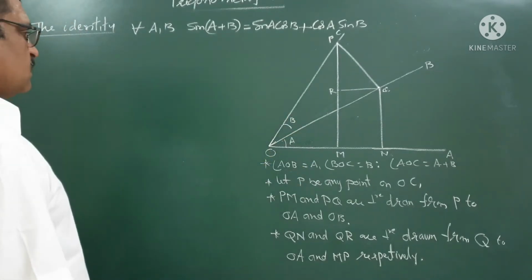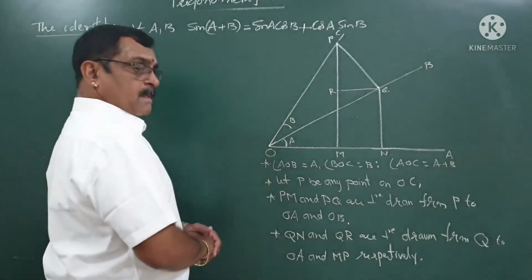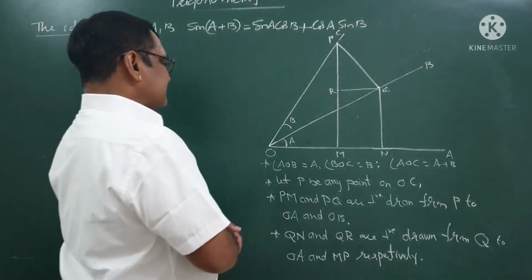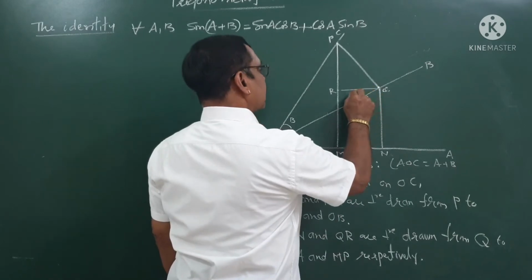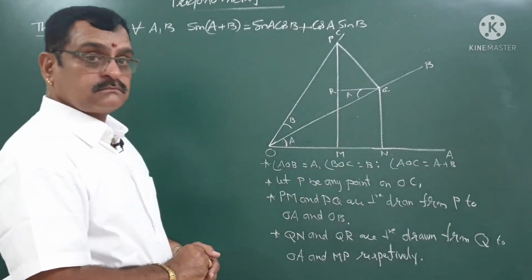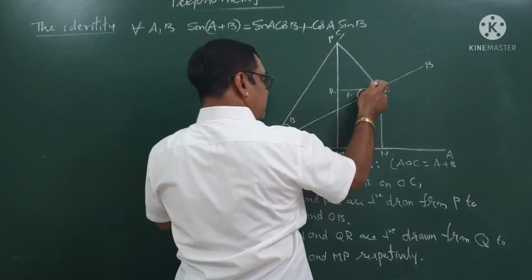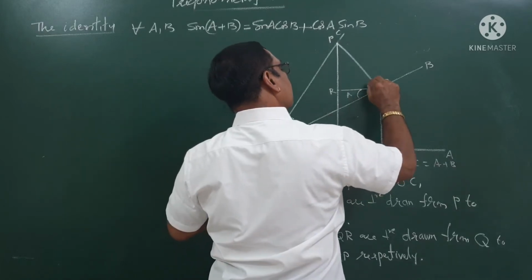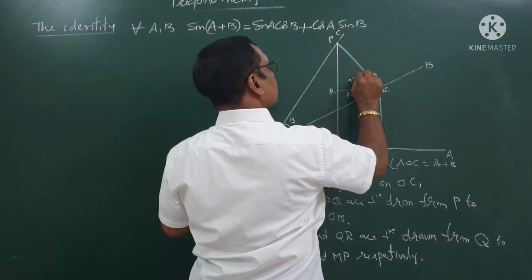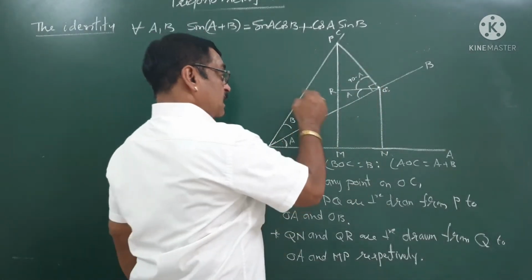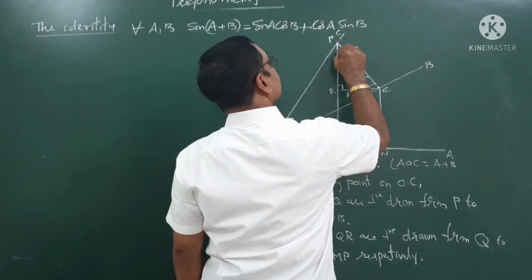Now, look carefully. This is angle A. Since RQ is parallel to OA, this angle also will become A. Since angle PQO is 90 degrees, this angle will become 90 minus A. Now, this again is a right angle. Since it is 90 minus A, this angle is equal to A.